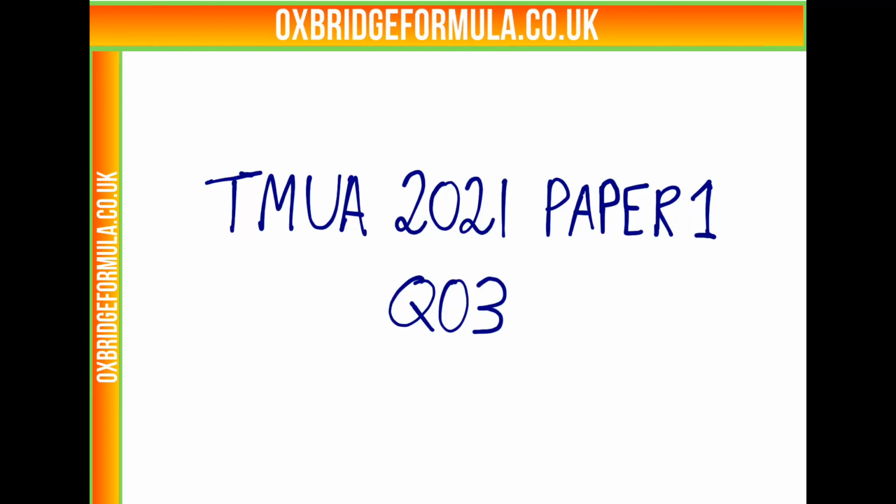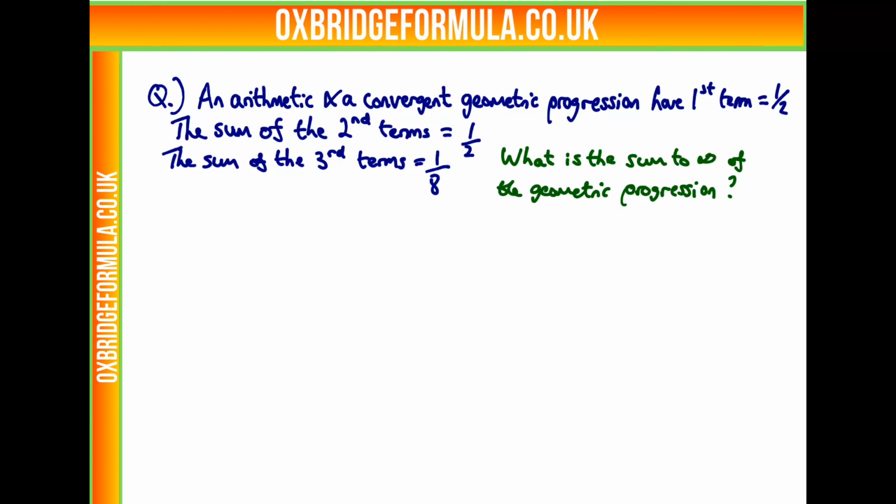This is TMUA 2021, Paper 1, Question 3. We're given an arithmetic sequence and a convergent geometric sequence, which both have the first term being a half. We're also told that the sum of the second terms is a half, and the sum of the third terms is 1/8. We're asked to work out the sum to infinity of the geometric series. Pause the video now and have a go yourself.